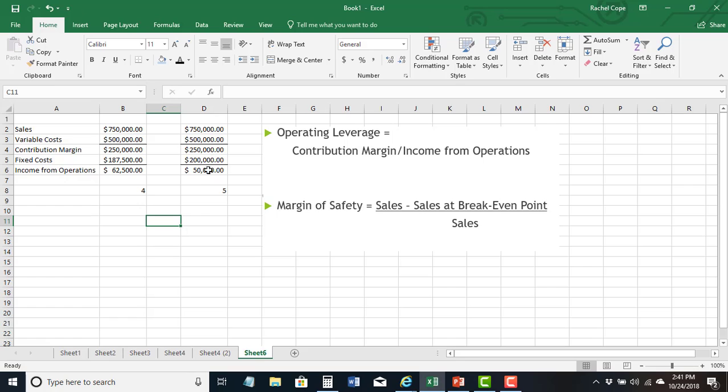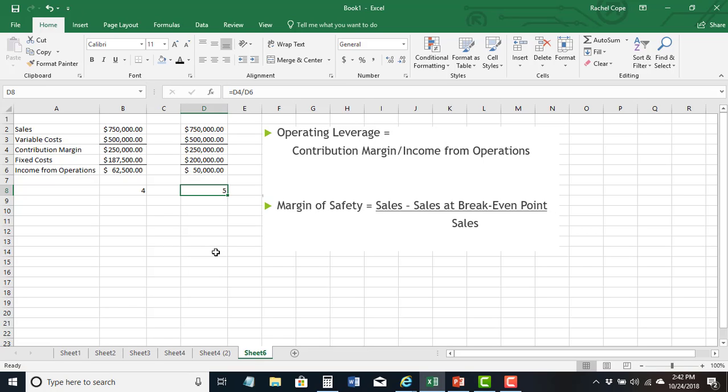So we made fixed costs a little bit more in the second example, and their operating leverage in company A was 4 and company B was 5. And you can see that it's definitely better to have a lower operating leverage than a higher operating leverage. You want to keep those fixed costs as low as you can. But again, like I said, in this problem, you can kind of tell just because everything's the exact same except for the fixed costs.